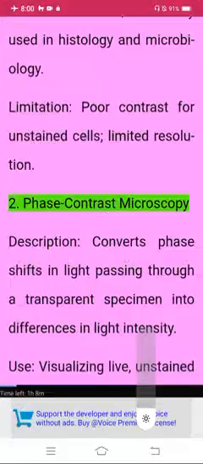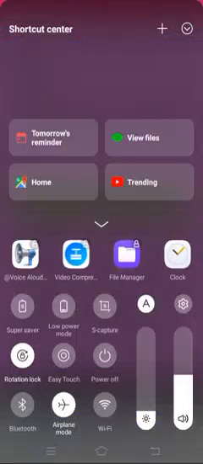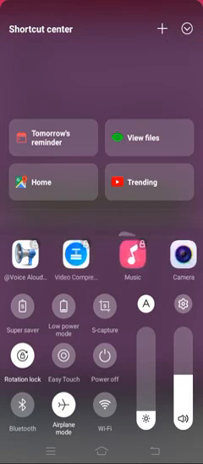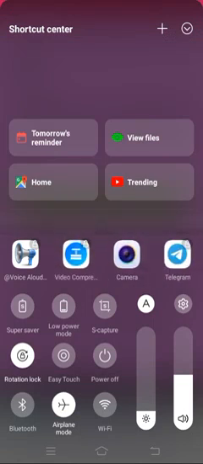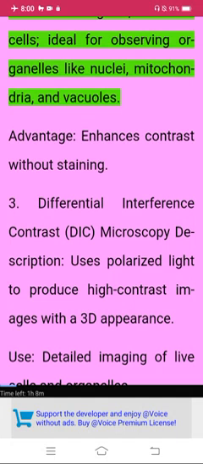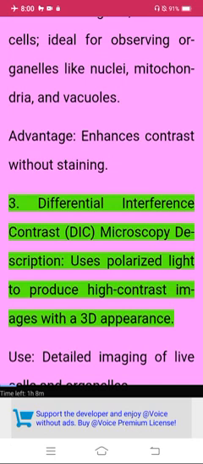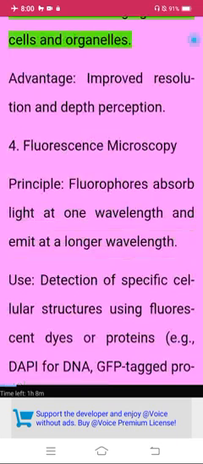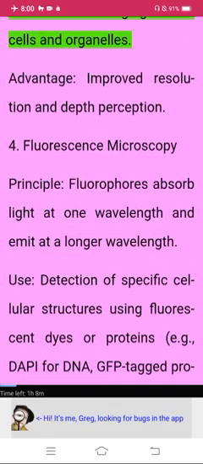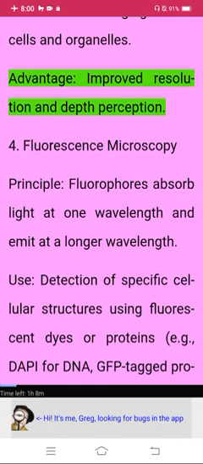2. Phase contrast microscopy. Description: converts phase shifts in light passing through a transparent specimen into differences in light intensity. Use: visualizing live, unstained cells, ideal for observing organelles like nuclei, mitochondria, and vacuoles. Advantage: enhances contrast without staining. 3. Differential interference contrast (DIC) microscopy. Description: uses polarized light to produce high contrast images with a 3D appearance. Use: detailed imaging of live cells and organelles. Advantage: improved resolution and depth perception.